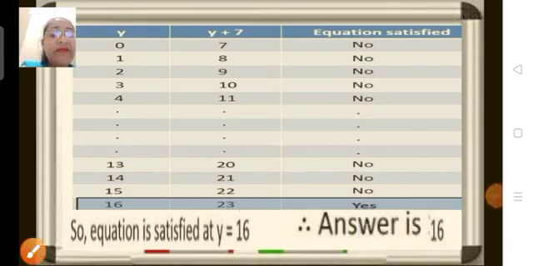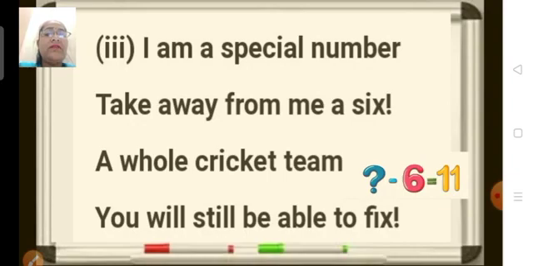That means from 16, if you will upcount 7 days, you will get the number as 23. Now we will move on to the next riddle, that is third one. I am a special number. Take away from me a 6, a whole cricket team you will still be able to fix.